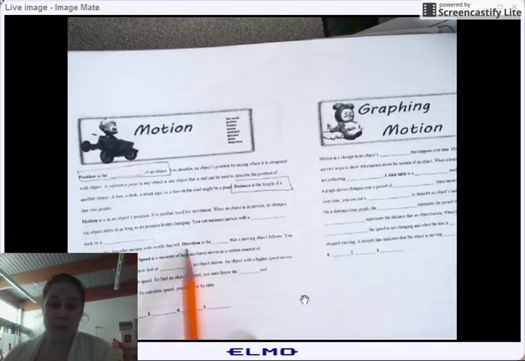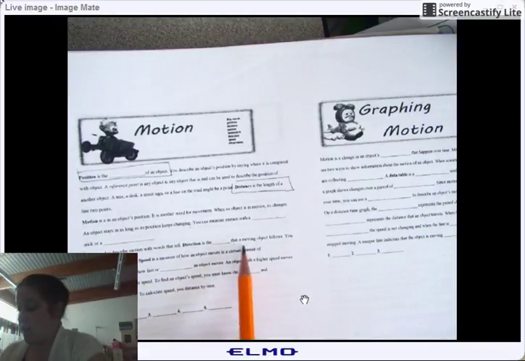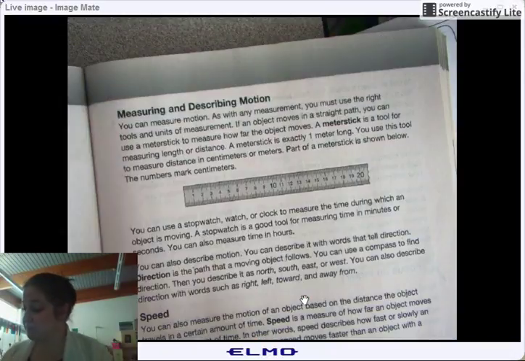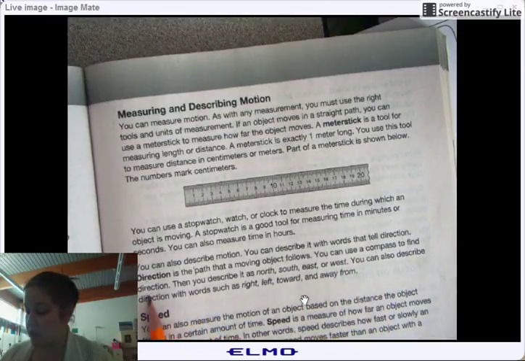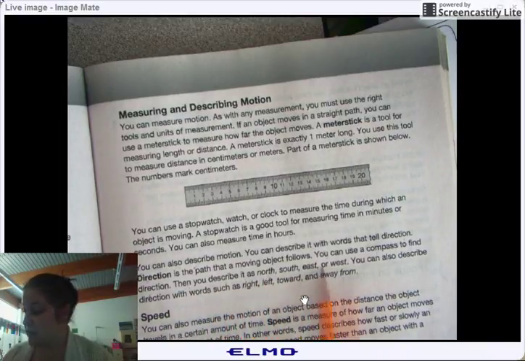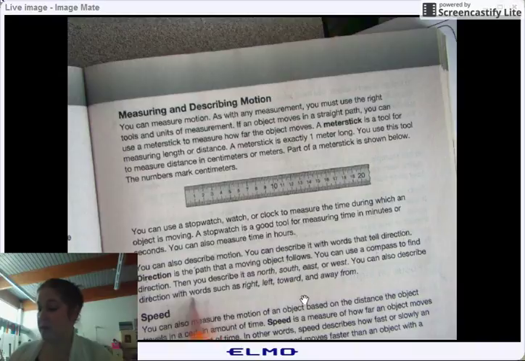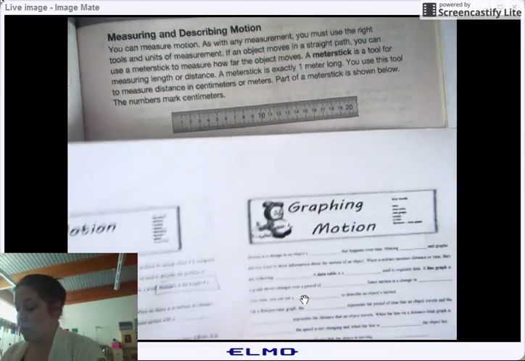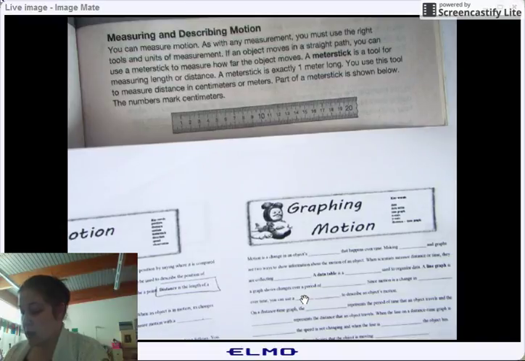Direction is the path a moving object follows. You can use a compass to find direction when you describe it as north, south, east, or west. You can also describe directions with words such as right, left, toward, and away from. So right there, you can find direction.